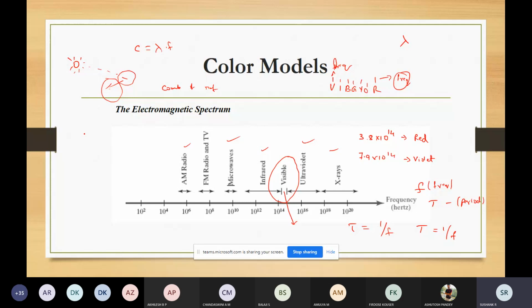If this combination of reflected frequencies is at the lower end of the spectrum, if lower frequencies are more in this combination, we will be seeing the red band. If this combination of reflection range has the higher frequency, if the higher frequency is dominant, we will be seeing the violet color.